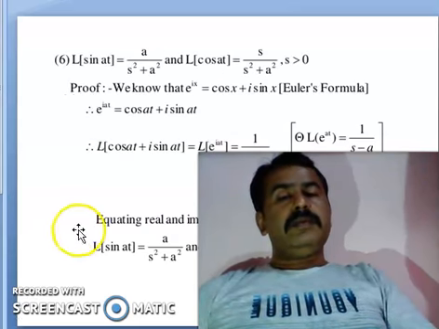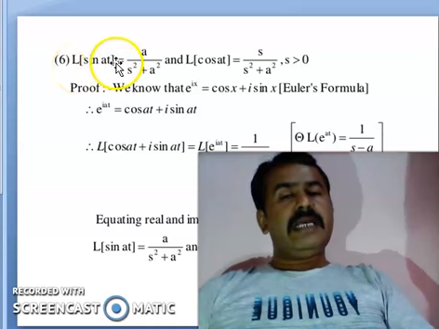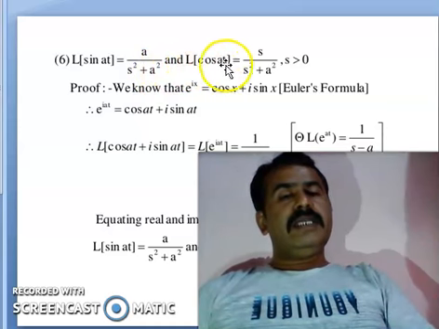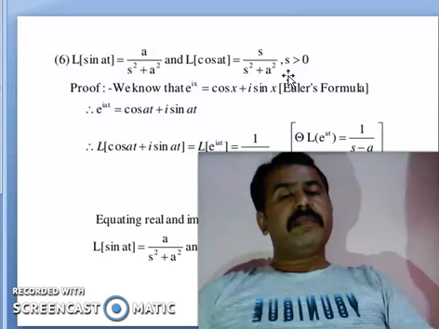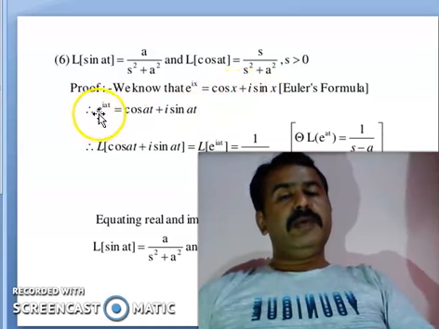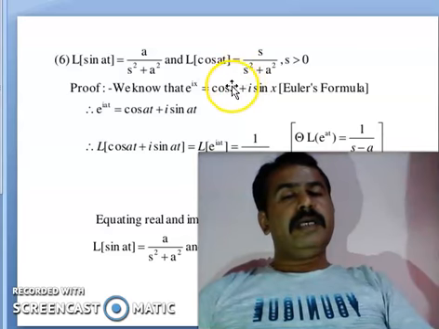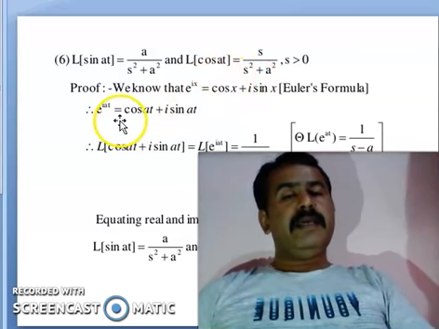Now, the sixth elementary result is L of sin at equal to a divided by s square plus a square, and L of cos at is s divided by s square plus a square. By Euler's formula, as we know that e to the power ix equals cos x plus i sin x. So e to the power i at equals cos at plus i sin at, on putting the value of at in place of x.